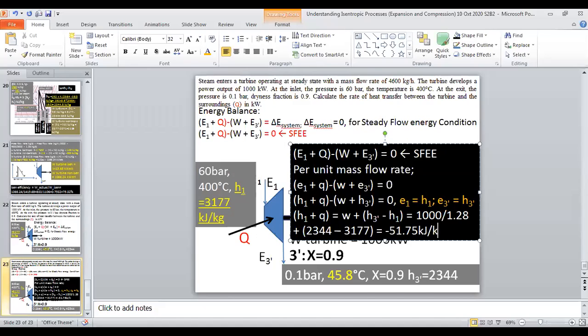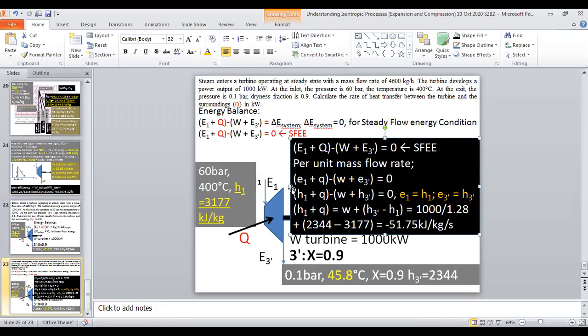Per kilogram per second. Okay, because this is the situation. Kilojoule per kilogram per second. Okay, so big Q is the small q times... Yeah, I understand what you mentioned. Here it should be only Q. Okay, thank you.